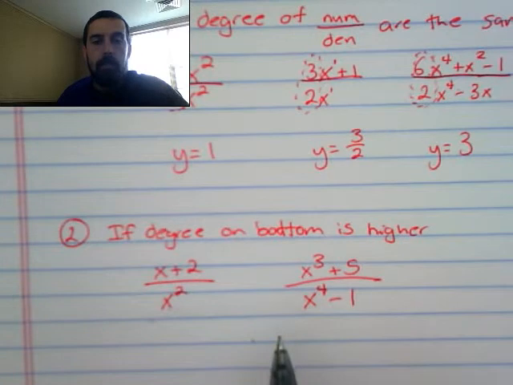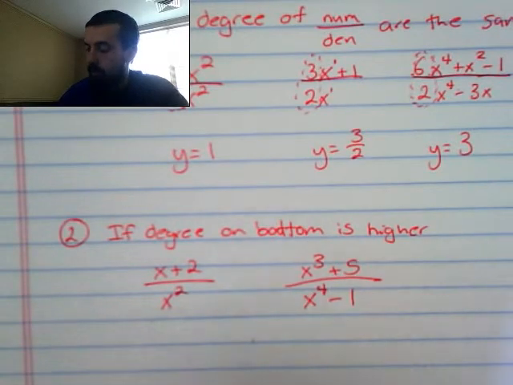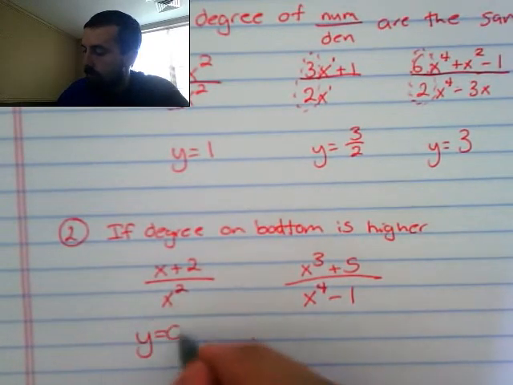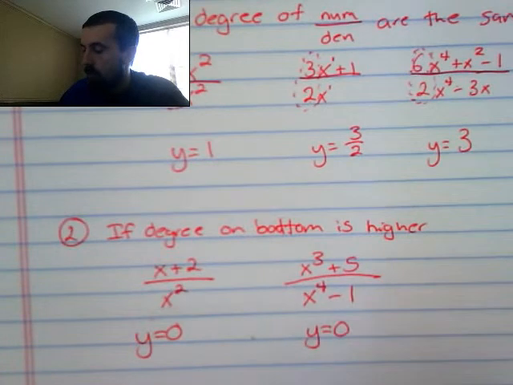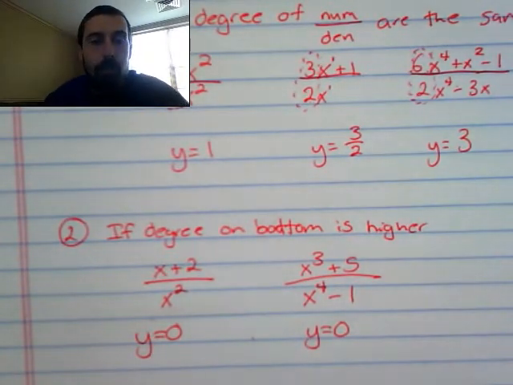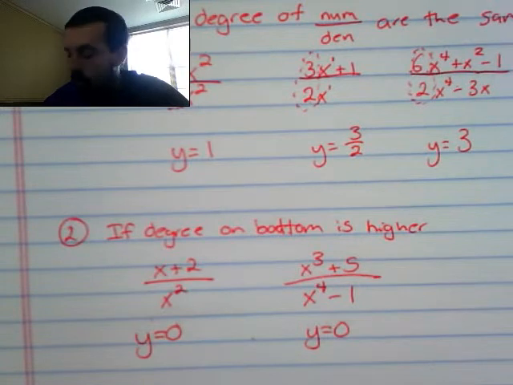If the degree on the bottom is higher, you know your HA is always y equals 0. There's no changing anything. It's just y equals 0. You don't have to look for anything but the degrees, but y equals 0. That would be case 2.